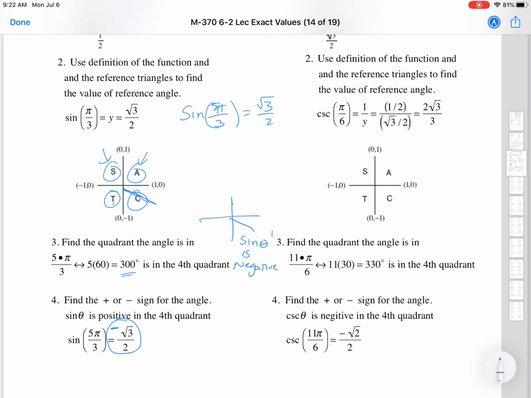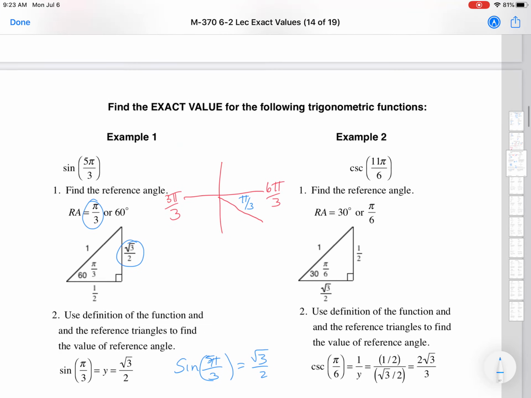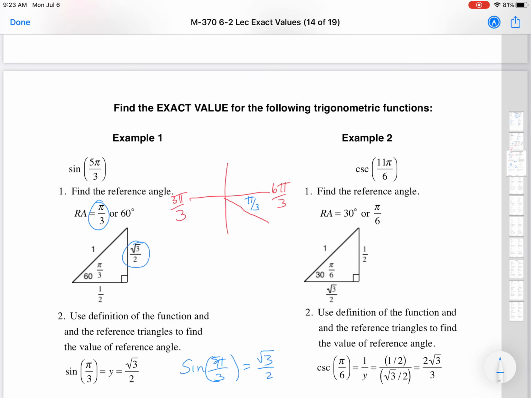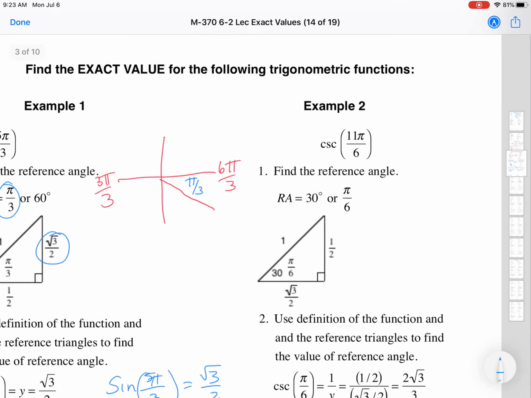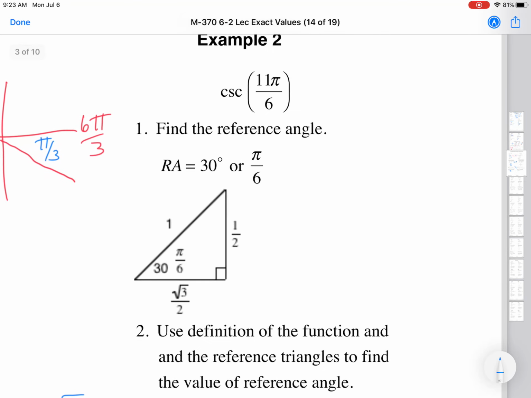So again, I'm grateful that we're going through these videos. You can see that here. 11 pi over 6 is in the fourth quadrant as well. Cosecant's related to sine, and so you get a negative. But let's step through that example as well. And we'll just read what he has. So we're looking for cosecant of 11 pi over 6 in example 2. I'll just make it really big there.